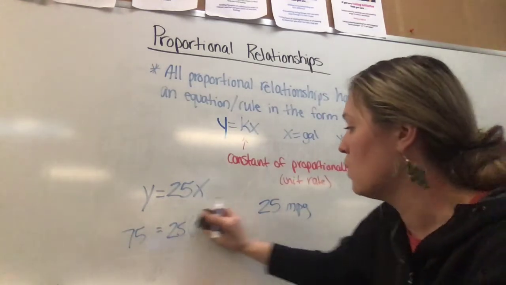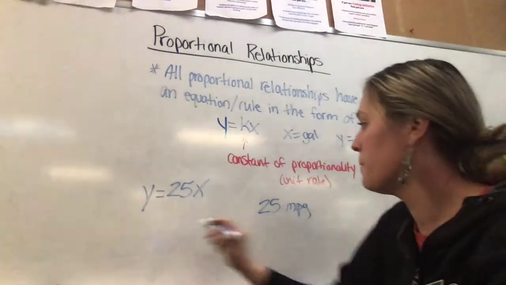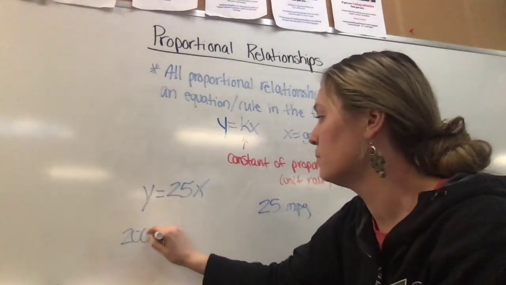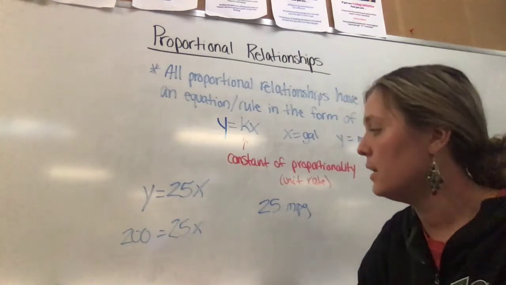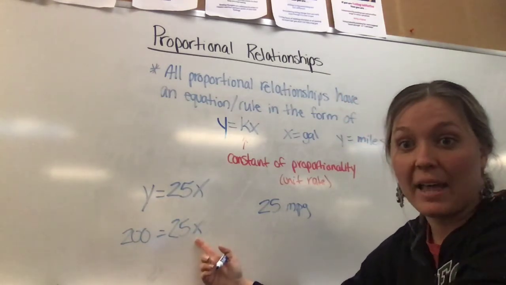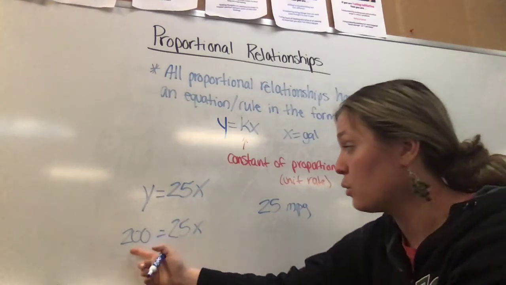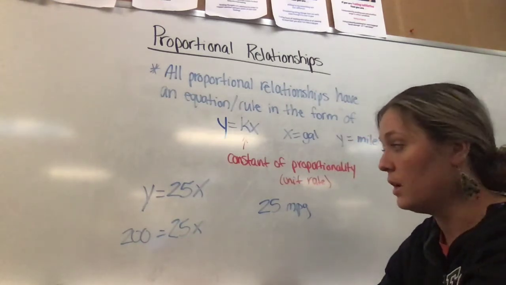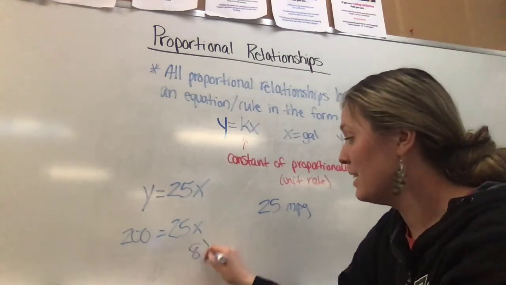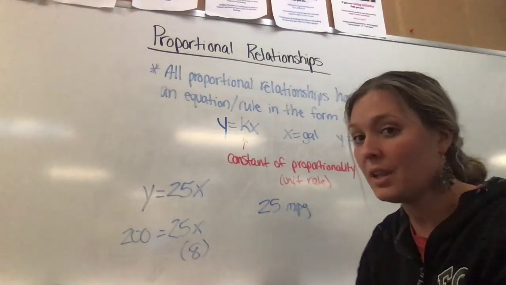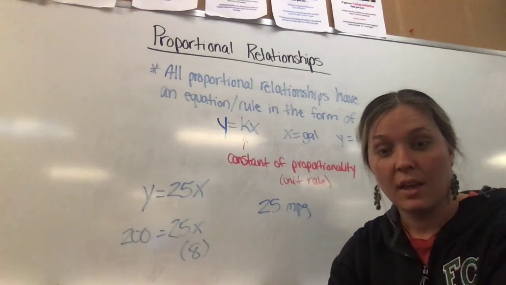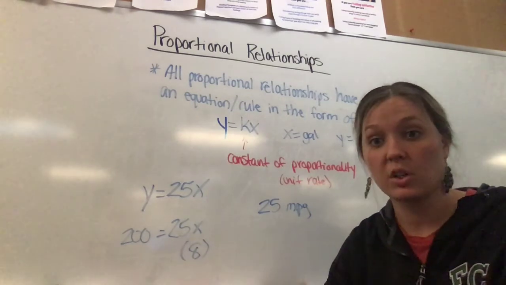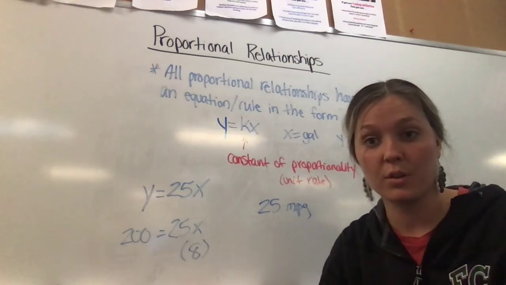I might know I have 200 miles to go, and I know that my gas mileage is 25 miles per gallon. How many gallons of gas do I need in order to go 200 miles? Okay, that's 8. I need 8 gallons. Okay, so this equation, y equals kx, is an equation that relates the quantities in a proportional relationship.